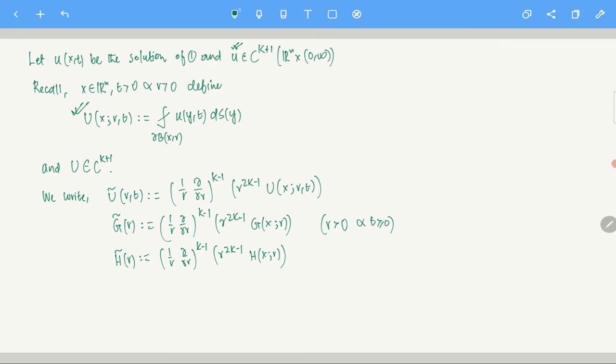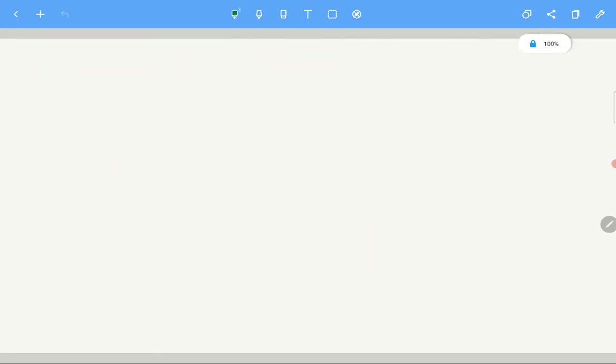Okay, so let me write it down. Here also something similar happens. Maybe I can do it in the next page. So u tilde, this is the first lemma, you can say u tilde solves the one-dimensional wave equation, right? So u tilde_tt minus u tilde_rr is equal to 0 in R plus cross 0 to infinity.